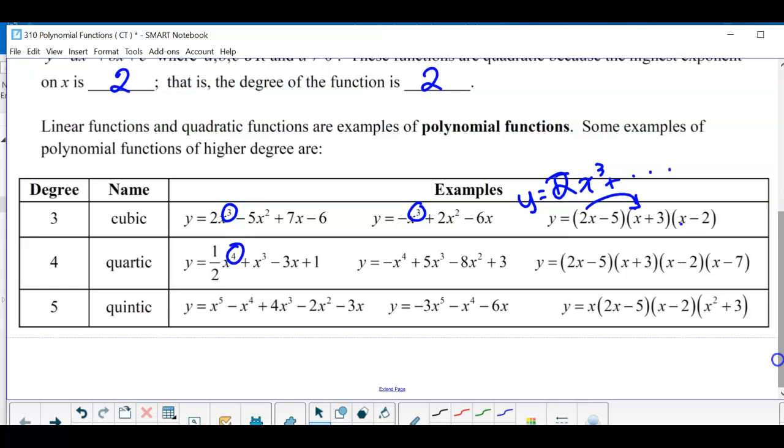Quartic, degree 4, and again, this will be 2x times x times x times x. That's going to be y = 2x to the 4 plus a whole bunch of other terms. So degree 4. Quintic is degree 5. Notice how we usually express in descending order of degree or in factored form. So this will be x times 2x is 2x squared times x is 2x cubed times x squared is 2x to the 5th, plus a whole bunch of terms. Okay?